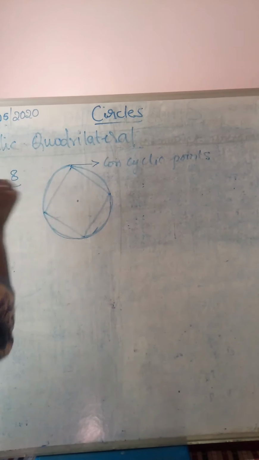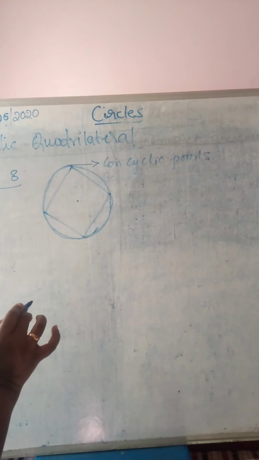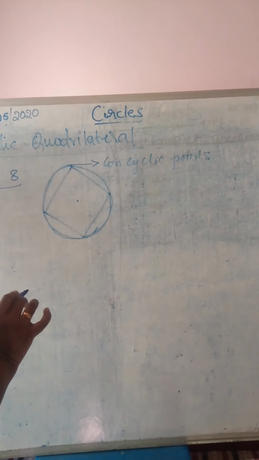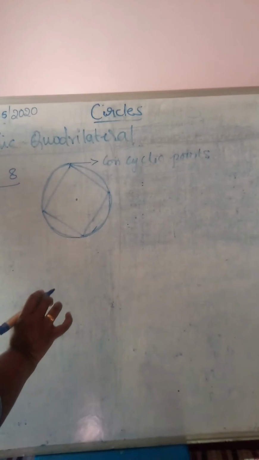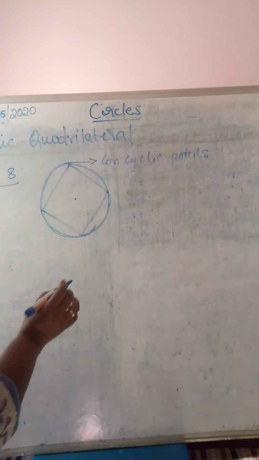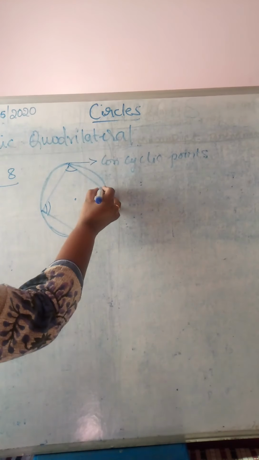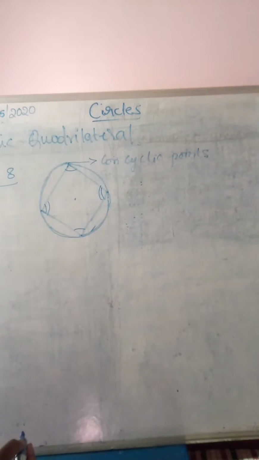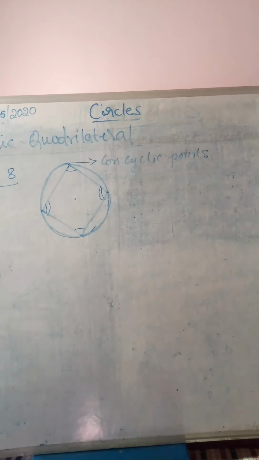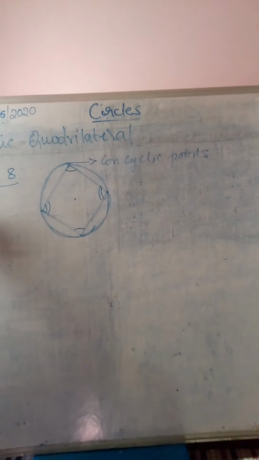Now in theorem number 8, what are we trying to prove here? We are going to prove that the opposite angles of a cyclic quadrilateral are supplementary. The opposite angles of a cyclic quadrilateral are supplementary. This is the statement.